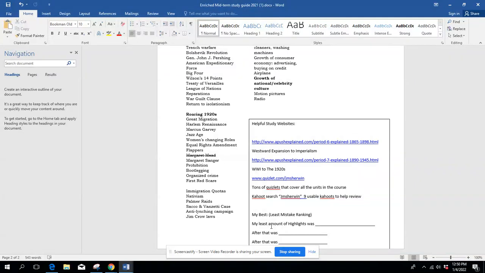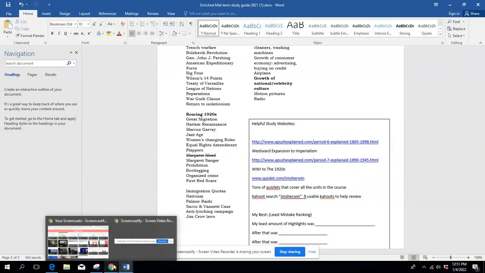well, put the West. That's your best section. It's got the least mistakes. So if you had 3 mistakes in the West and you had 6 mistakes in the cities, then write the cities next. And then the third. You're ranking them from least amount of highlights to most amount of highlights. So just have that written down. Take a second to do that.